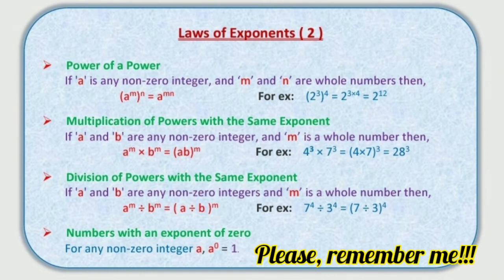Division of powers with the same exponent. If a and b are any non-zero integers and m is a whole number, then a raised to m divided by b raised to m is equal to a divided by b, the whole raised to m. For example, 7 raised to 4 divided by 3 raised to 4 is equal to 7 divided by 3, whole raised to 4. Numbers with an exponent of 0. For any non-zero integer a, a raised to 0 is equal to 1.